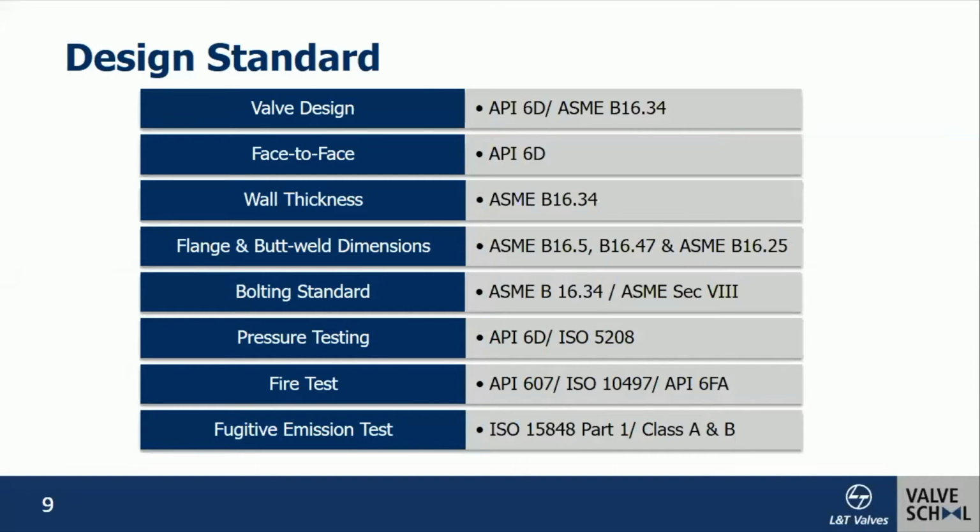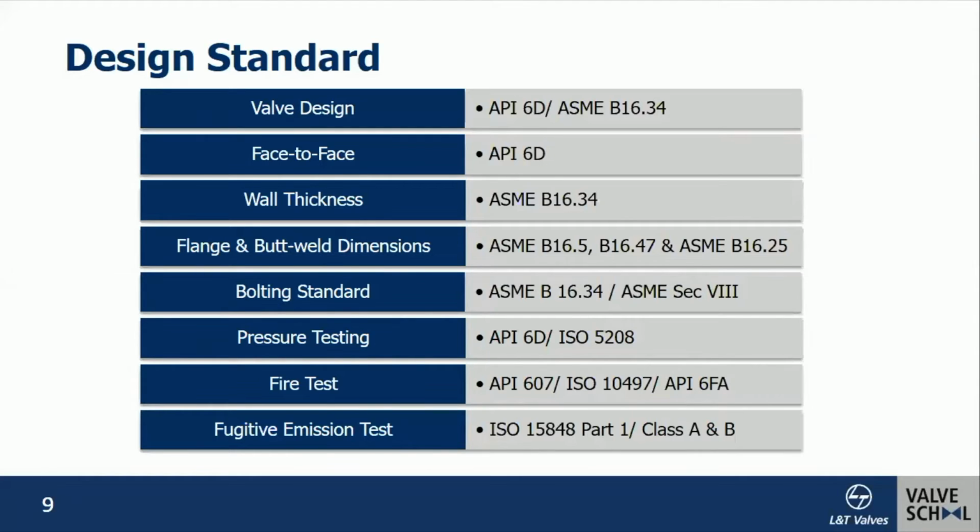I will go through the design standards quickly. Valve design is as per API 6D. It also meets the valid clauses of ASME B16.34. The face-to-face dimensions are as covered in the API 6D standard, which you are aware. This standard is the American Petroleum Institute standard for valves for both pipelines as well as piping. Wall thickness is given as per ASME B16.34.